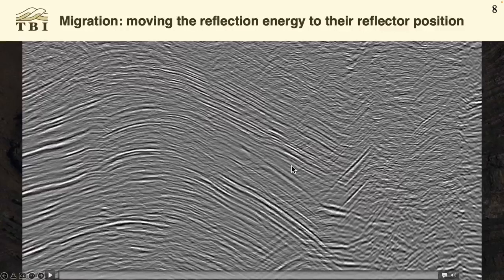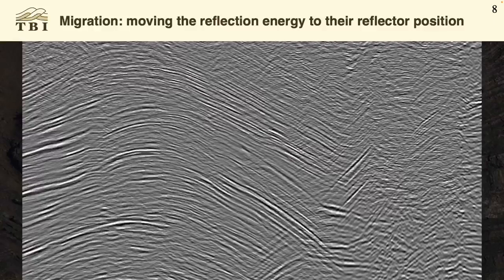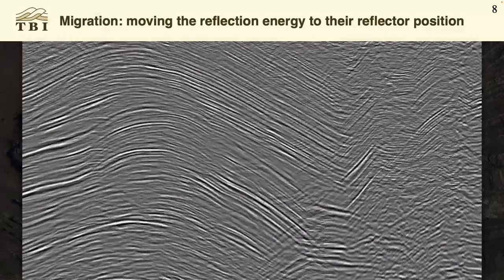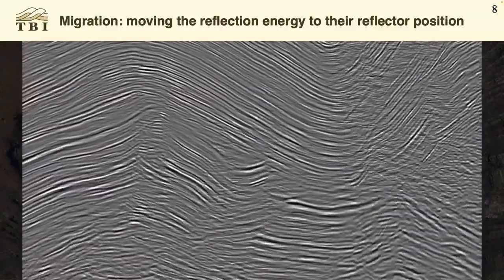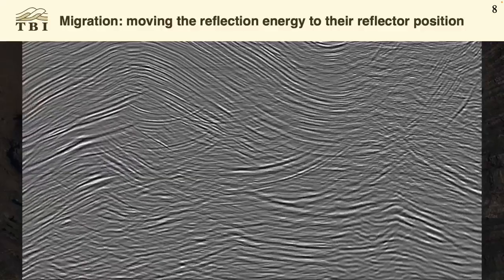But like I said earlier, we don't want the wave field that we record in the field. What we want is a picture of the reflectors that created this wave field. So what we do is the process called migration, and you can see why, because we move the seismic reflection energy into the position of their reflector.